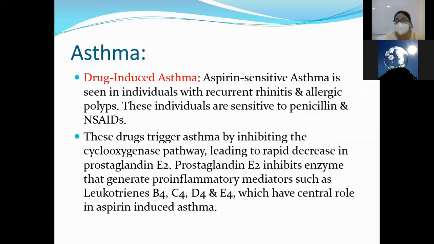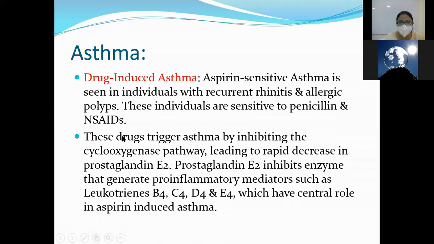Asthma is seen in individuals with recurrent rhinitis and allergic pollen. These individuals are sensitive to penicillin and NSAIDs. Okay, means drug-induced asthma is mostly caused by aspirin and NSAIDs. These drugs trigger the asthma by inhibiting the cyclooxygenase pathway. Beta, please, you must know about this, that this is responsible for the development of drug-induced asthma.